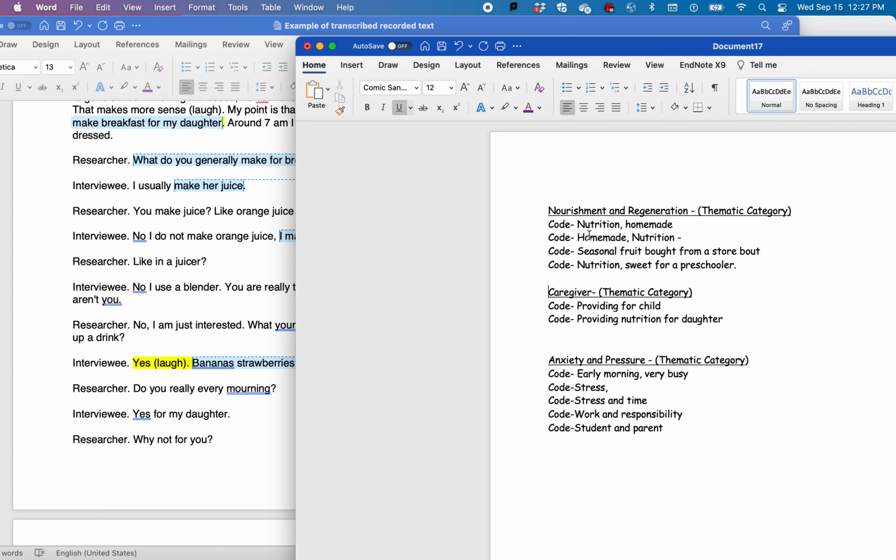Based on what I feel this data is telling me, and what the individual was telling me as I was doing the interview, or the observation, I've grouped those codes together here, and then I've come up with a thematic category, which I've titled Nutrition and Regeneration.